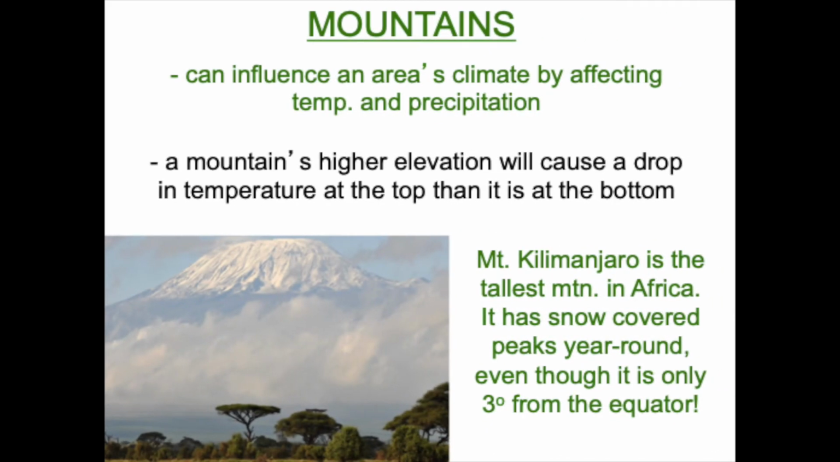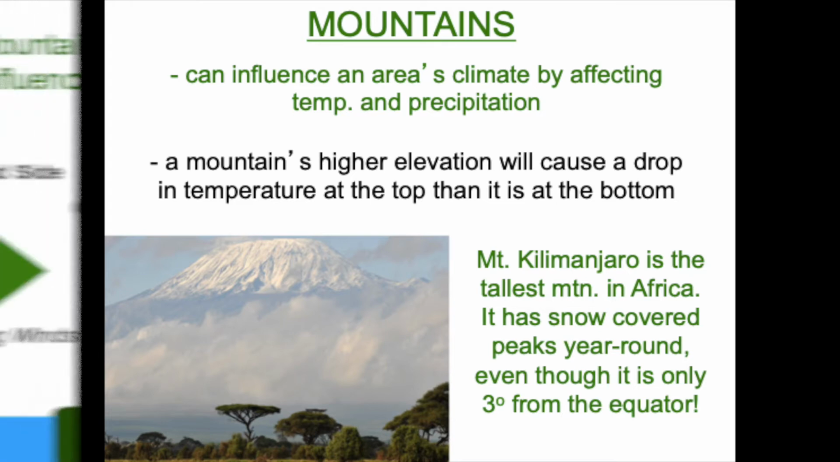Mountains can also influence an area's climate by affecting temperature and precipitation. A mountain's higher elevation will cause a drop in temperature at the top compared to the bottom. Of course, Mount Kilimanjaro is a great example. It's the tallest mountain in Africa, and it's snow-covered year-round, even though it's at the equator.